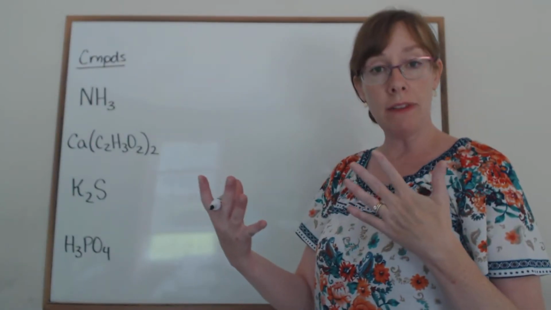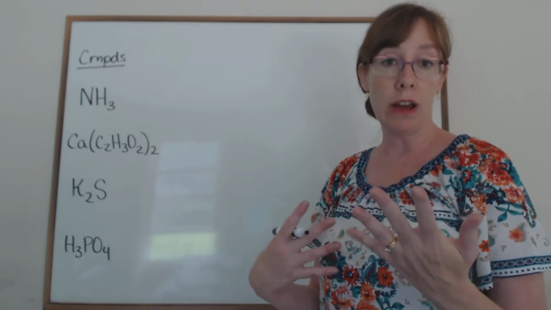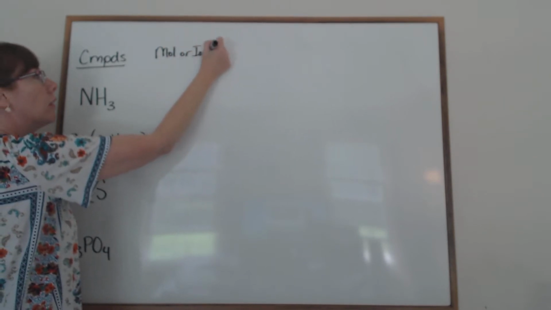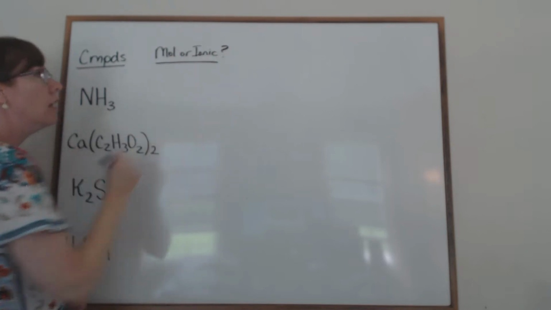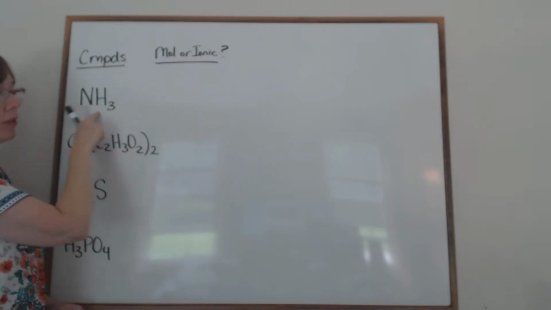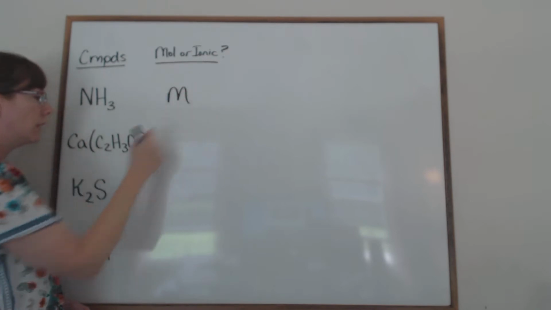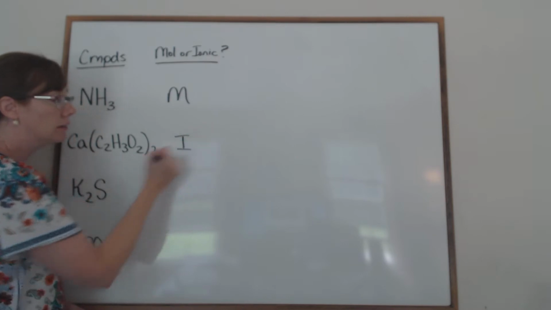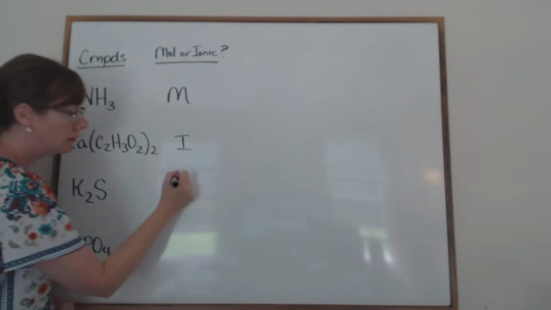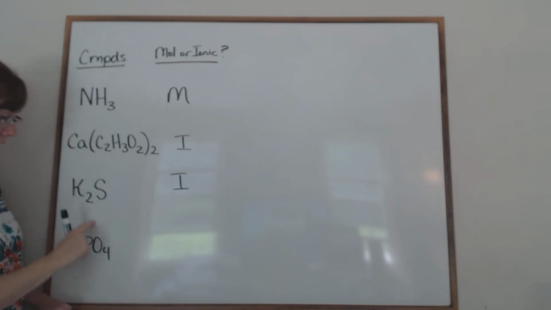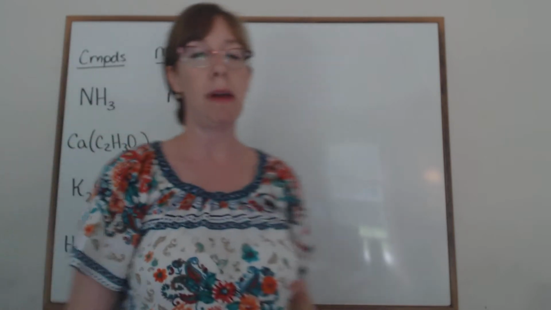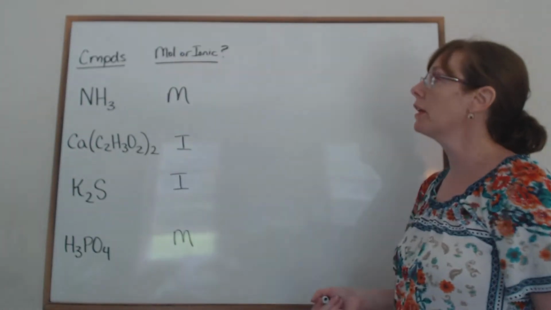Could you identify them as molecular or ionic? So this one, both nonmetals, molecular. This one here, you've got a metal and then a polyatomic ion, ionic. Metal, nonmetal, ionic. All nonmetals, it's really an acid, but acids are molecular compounds. All right, so that's a little molecular or ionic thing.